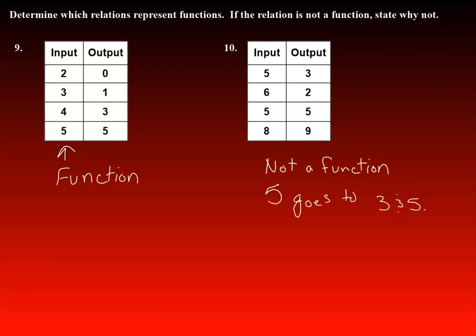So this one is not a function because 5 goes to 3 and to 5. It repeats in the input column. And with that, that is how you determine which relations represent functions from a graph, from ordered pairs, a mapping, and a table.